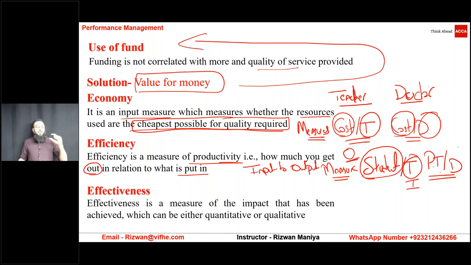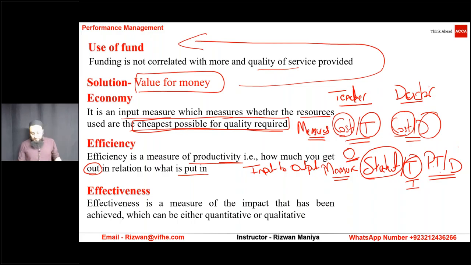Okay, so quickly tell me. If you want to make a measure of economy, what will you keep in your mind? Cost and the input resource. Okay. And if you want to find efficiency measures, what you will keep in your mind? Come on, tell me. Output and input. Yes, perfect. This is what I want you to learn.